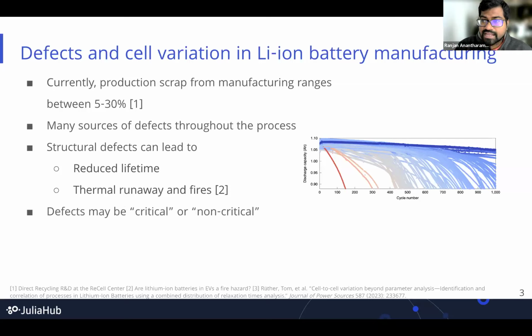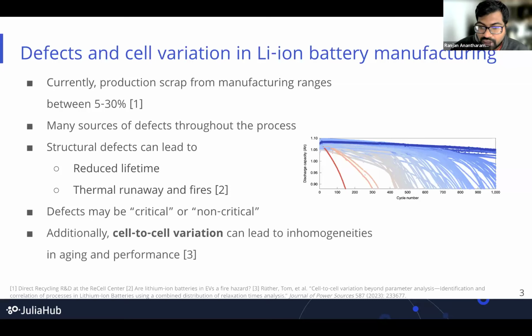In that sense, we're going to think about defects along two different axes. One is whether a defect is critical or non-critical. Is a defect critical enough such that a cell with that defect will have to go to scrap, or is the defect non-critical, such that you get some sort of inhomogeneity in the aging characteristics and the performance of the cell? These are the two axes that we're going to think about these defects.